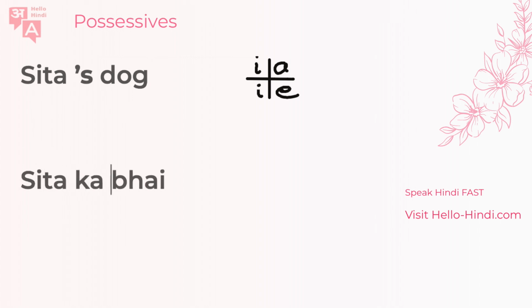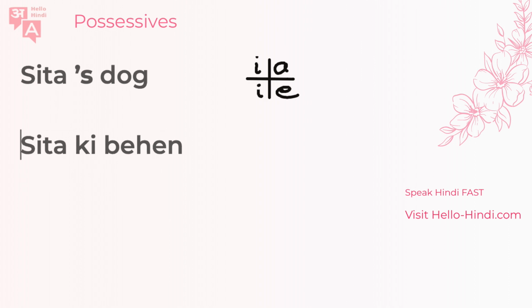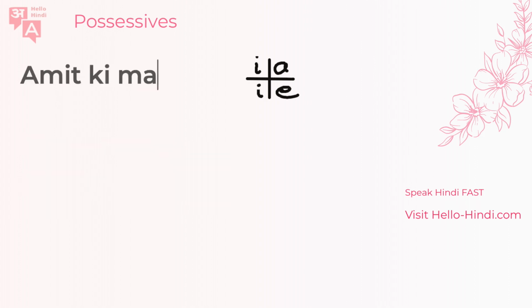Any guesses what would happen to the ka if I made this behen, sister, Sita's sister? This would change and would become ki. The same way how you say mera becomes meri, or lamba becomes lambi when you have a feminine word following it, the same way you would have Sita ki behan. Sita ka bhai, Sita ki behan, and of course the last one would be Sita ke kutte. Same idea here. Sita's multiple dogs.